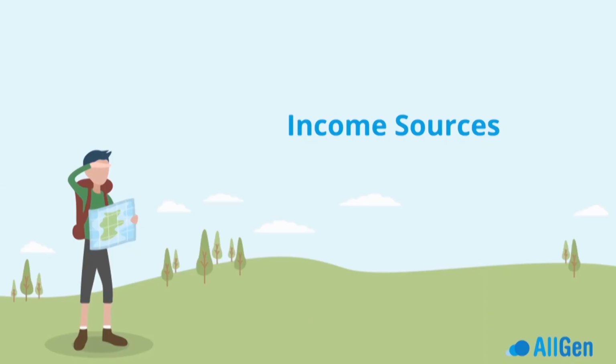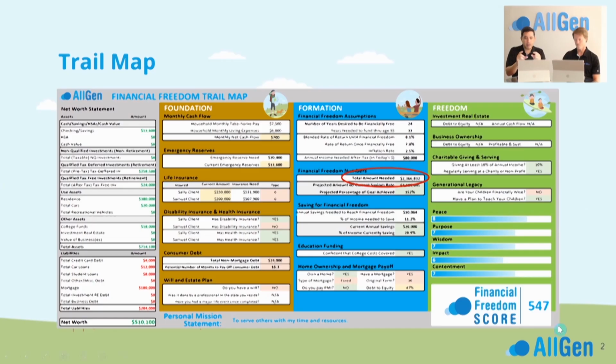So today we're going to talk about one of the other components of financial freedom, which is the income sources once I get there. We've defined financial freedom in a different video. But if you've done planning with us, I'm going to refer you to the trail map. There's that circled area there. It's not the income source calculation, but this is where in your trail map it's taken into consideration. And we'll tell you why in a second.